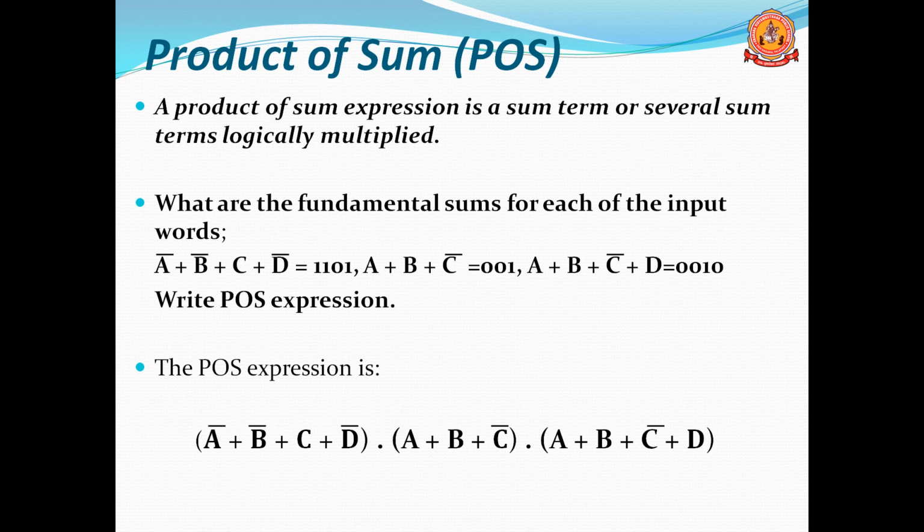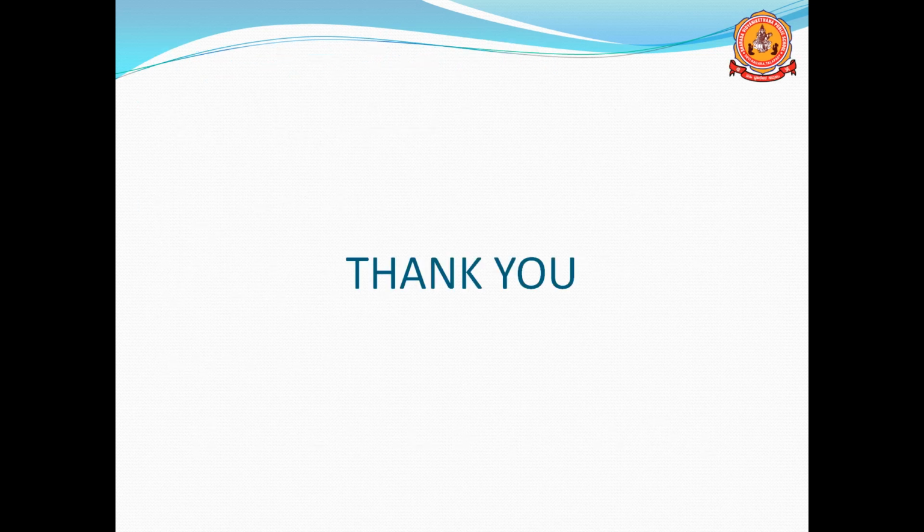See, this is the difference between max terms and min terms. In min terms, the main difference is that we are using product terms. All the product terms are known as min terms. All the sum terms are known as max terms. X dot y dot z, that is a min term. X plus y plus z, that is actually a max term. That's the main difference.